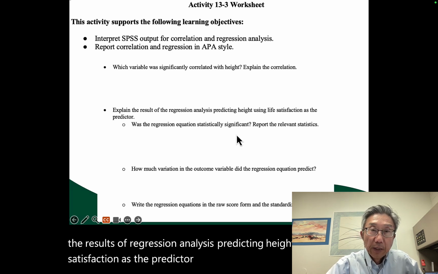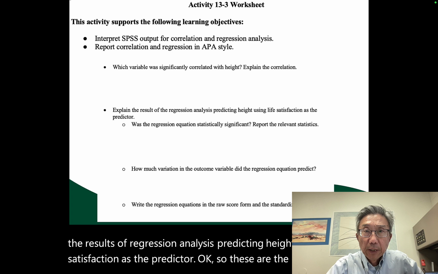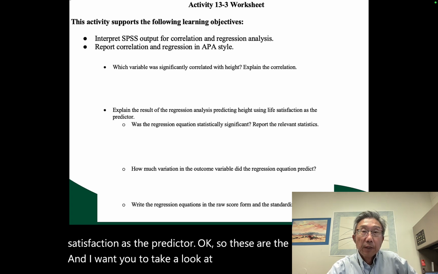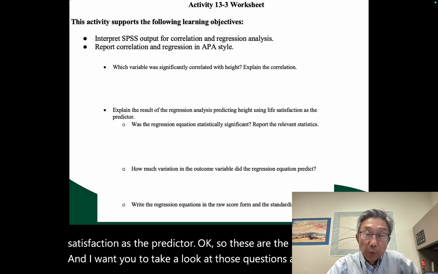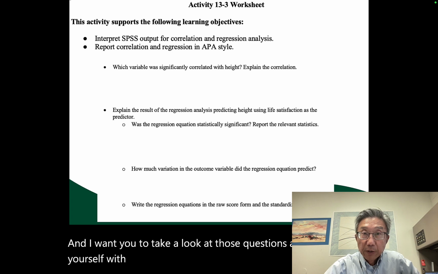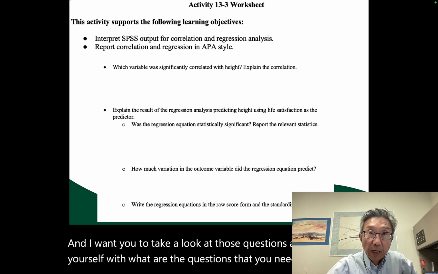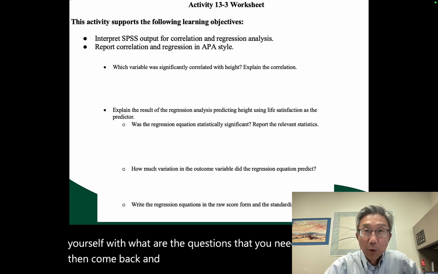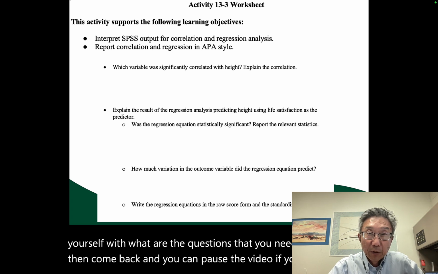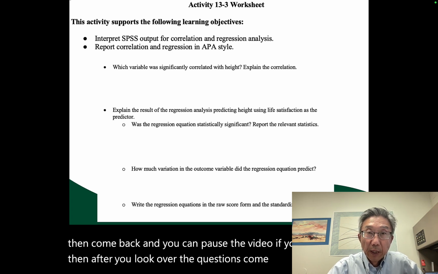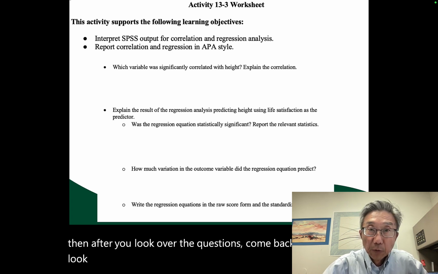Okay, so these are the basic questions, and I want you to take a look at those questions and familiarize yourself with what questions you need to answer, and then come back. You can pause the video if you want, and then after you look over the questions, come back and we can look at the output.